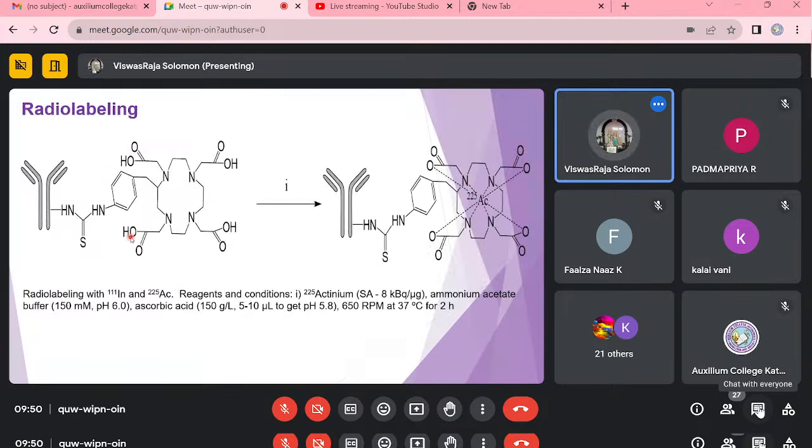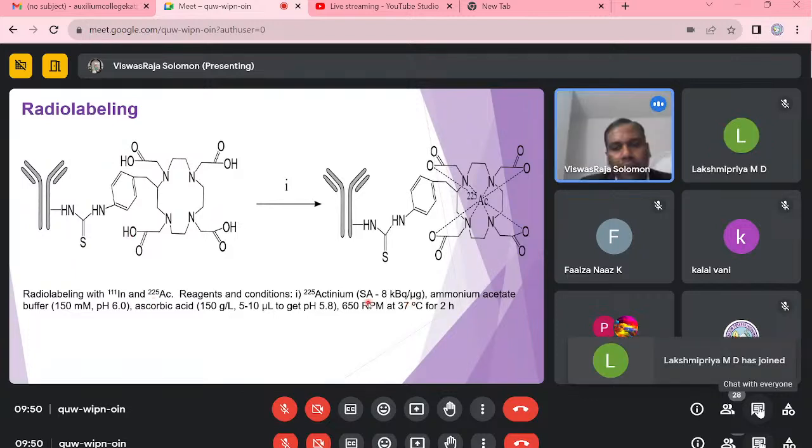Again, for these studies, we labeled the same protein conjugate with actinium-225. Again, I played with the four parameters: specific activity, pH, incubation time, and temperature. We found the specific activity maximum to get the maximum radiochemical yield of more than 95%.